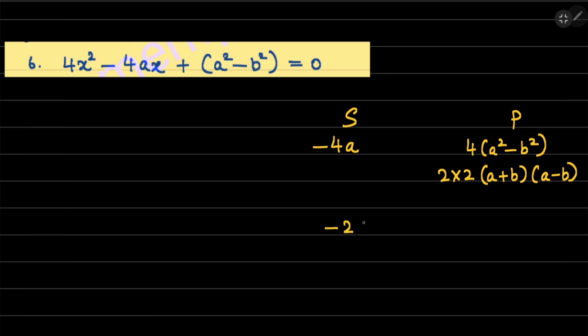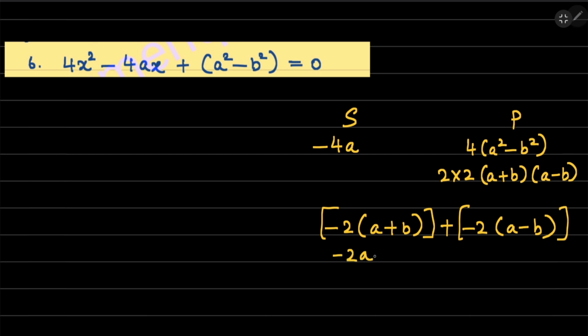One possibility is minus 2 multiplied by a plus b, and another one will be minus 2 into a minus b. Let us just check by adding the two. Let's put a square bracket and add. Why are we adding? Because let's see if the sum is minus 4a. When you multiply, you get minus 2a minus 2b, and minus 2a minus 2 into minus b is plus 2b. Minus 2b plus 2b gets cancelled. Minus 2a minus 2a is minus 4a.